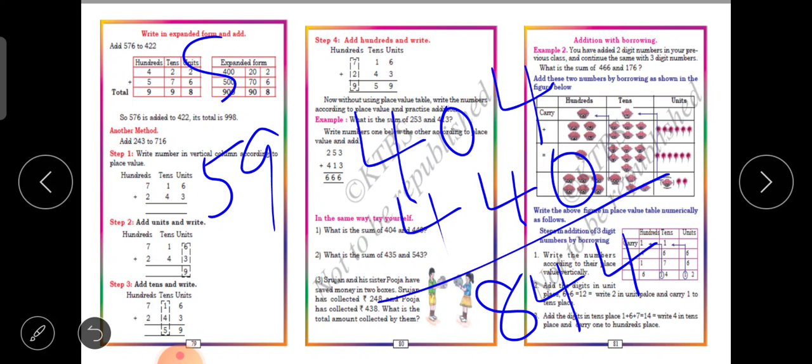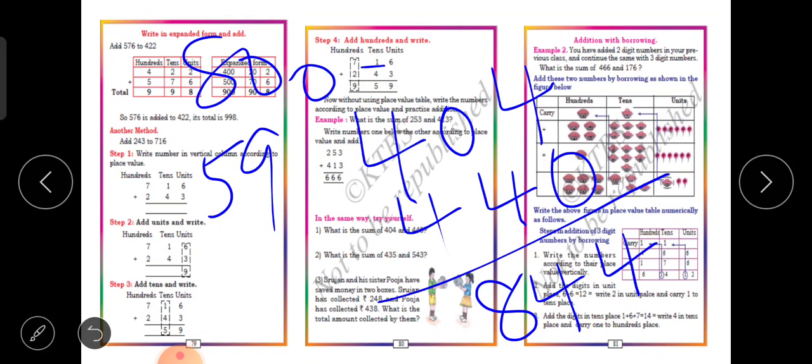So, how should you write it? 800 plus 40 plus 4. So it is 844. Next one is 435 plus 543. What is the answer? Calculate and tell me. 5 plus 3, 8. 3 plus 4, 7. 4 plus 5, 9. 978. Shall we move on to the next one?